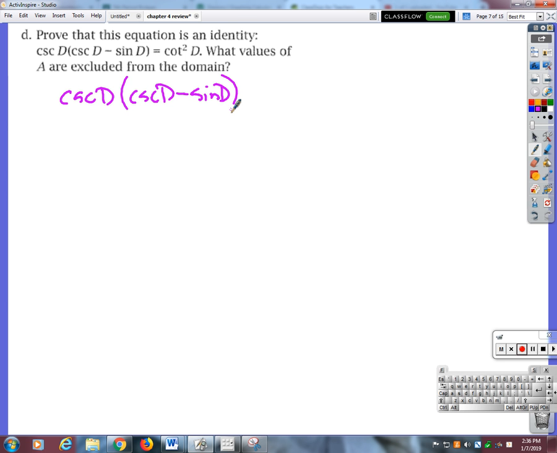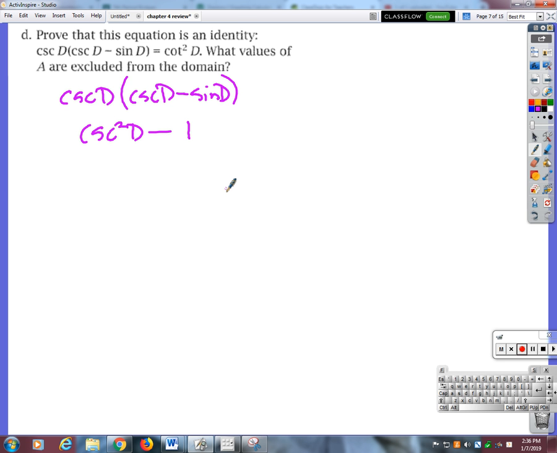All right, let's distribute the cosecant. Let's distribute, this one actually isn't that bad. What's cosecant times cosecant? Cosecant squared. What is cosecant times sine? You're on the right track. Nice. Cosecant and sine are inverses of each other, so that just works out to be 1.